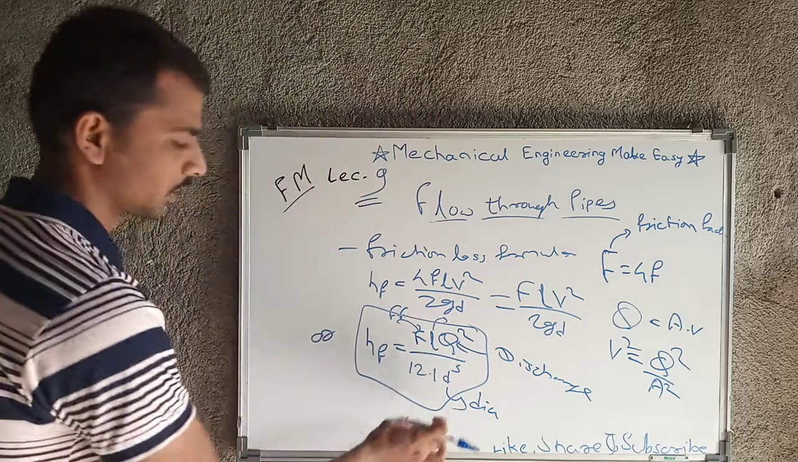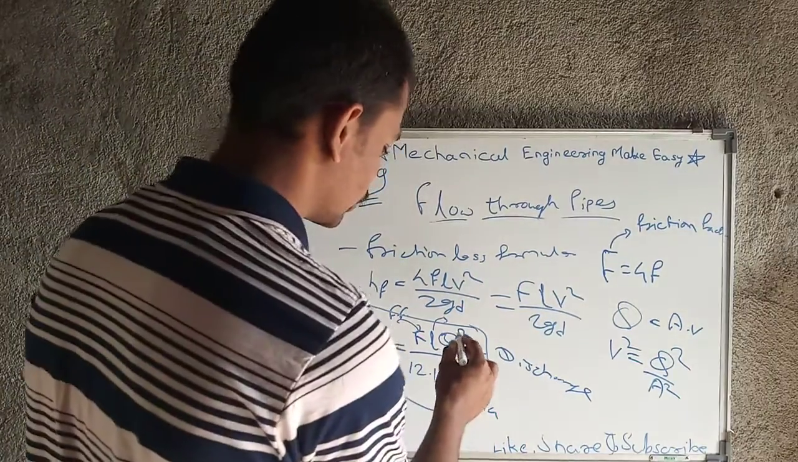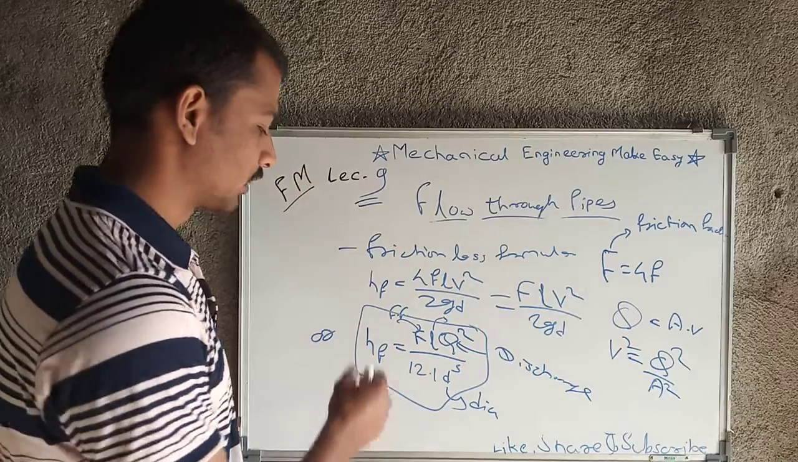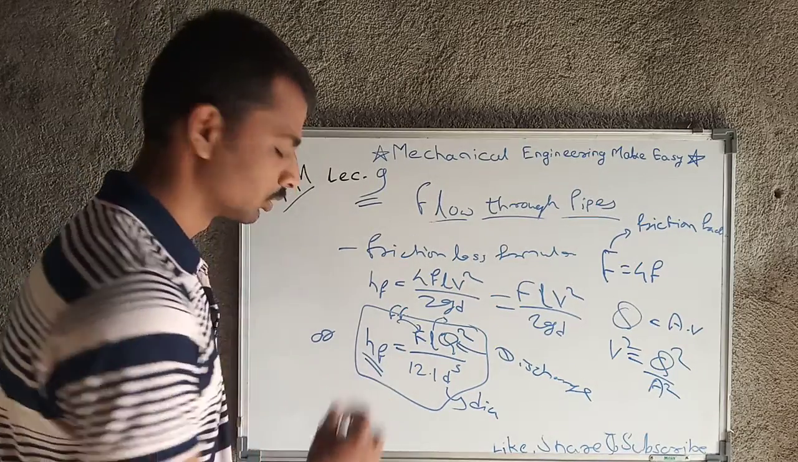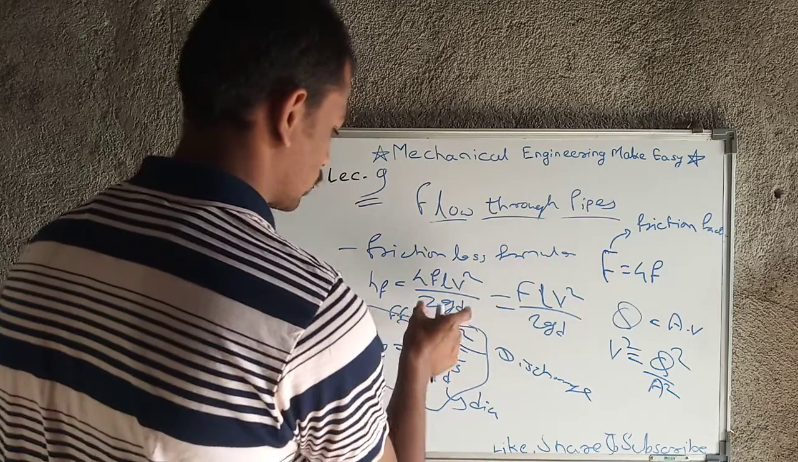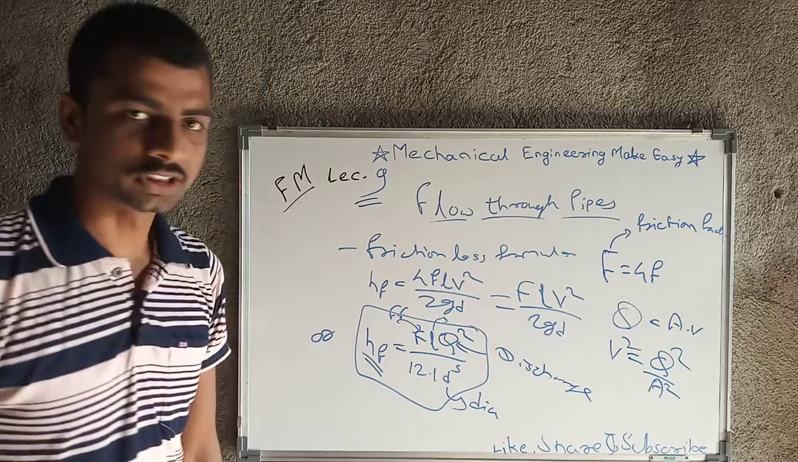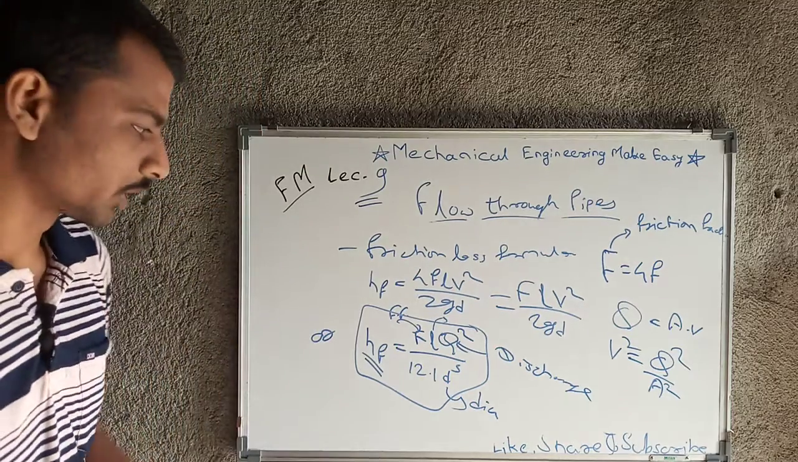So note it down also, because there are a number of chances that they will give you the discharge value and ask you to calculate the head loss due to friction. So this formula is also important, this is also important, and this is also important. These all three formulas are very important, so note down all the three formulas.